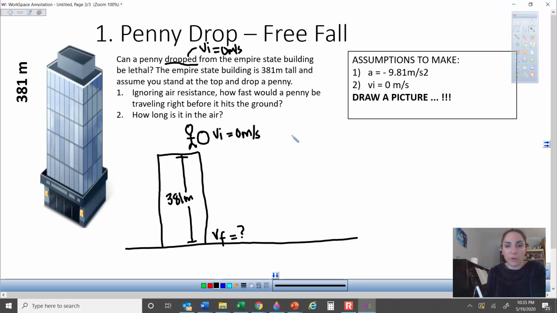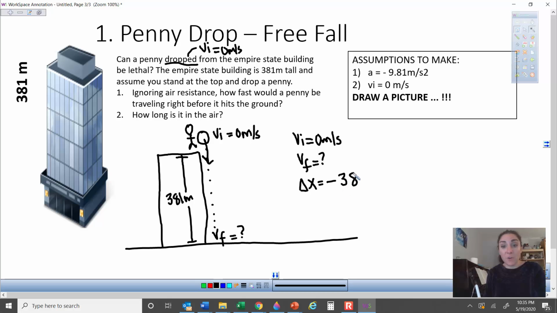So let's make a list of our variables because I like to do that, even though I have them written there too, because I think it just makes things so much more clear. I'm looking for VF. I have, so the penny falls this distance, right? Notice what I said, falls. So the motion of the penny is down. The displacement of the penny is lower than when it started, which means this has to be negative.